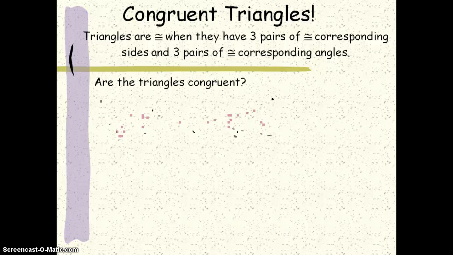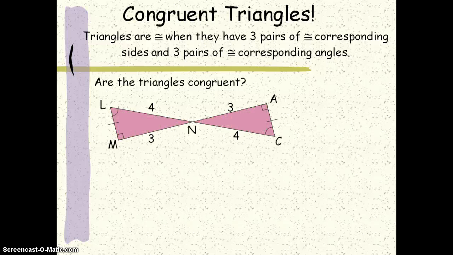Are the triangles congruent? Here's our first example. Well, we have 2 congruent angles. We have angle L and angle C are congruent, and angle M and angle A are congruent. So we're missing these 2 angles right here. They are not marked congruent, but do I know that these 2 are congruent? Yes, they are congruent because they are vertical angles. So now I've taken care of my 3 angles that are congruent. We need to see if our 3 sides are congruent.